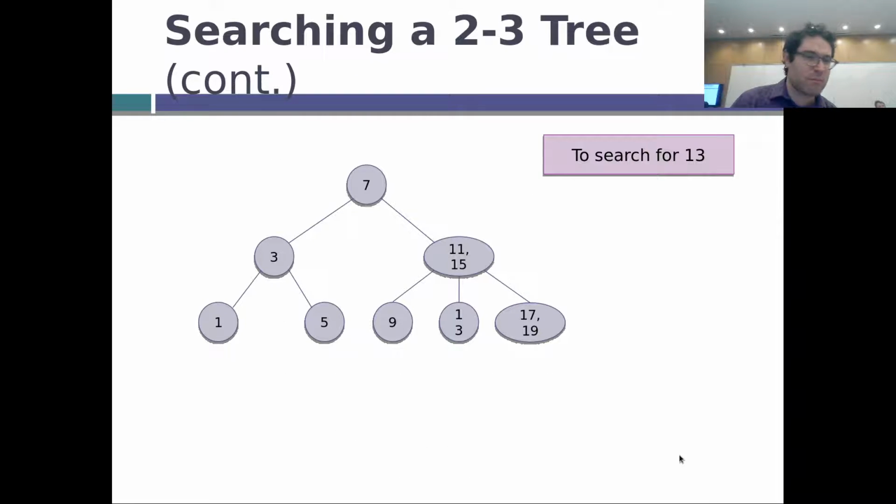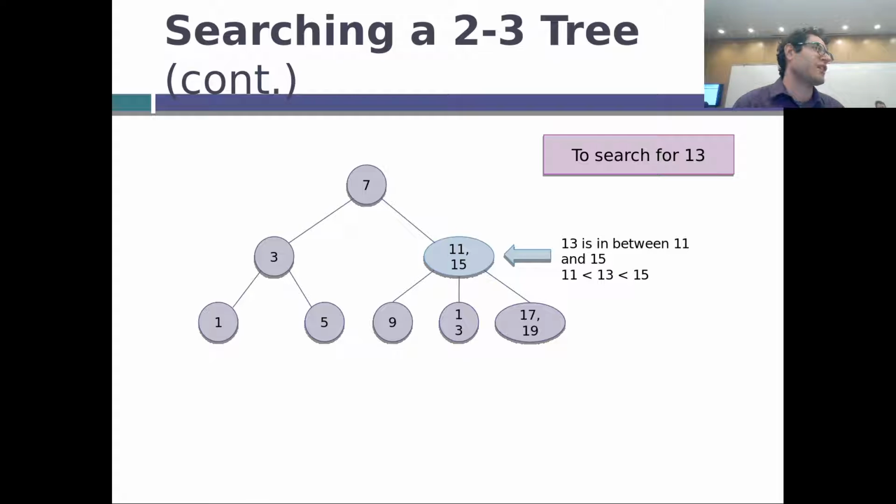And it's not too much more to add how to do that. If you're looking for 13, 13 is great. It's a 2 node, so you check, 13 is greater than 7. Okay. Go to the next node. It's the 3 node. Check if it's in between.